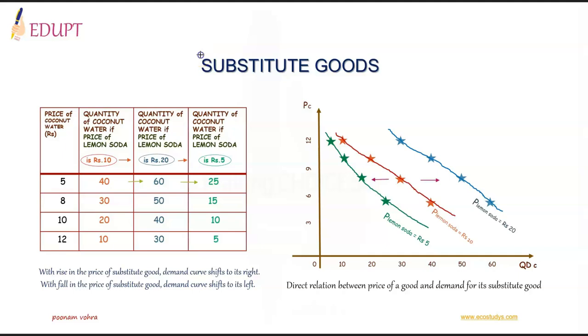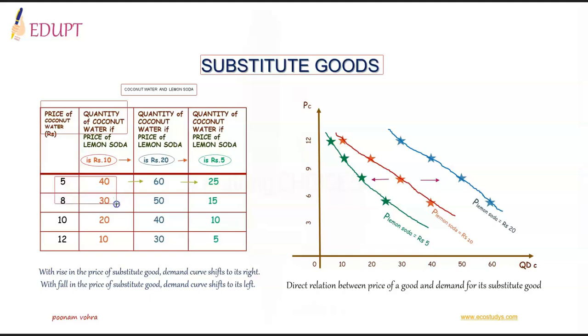Now let's understand substitute goods with the help of a tabular and a diagrammatic presentation. Change in price of one commodity is bound to affect the demand for its substitute good. Let's assume there are two goods, coconut water and lemon soda, which are substitutes of each other. The initial price and quantity demanded of coconut water is given. That is, when price of coconut water is rupees 5 per unit, its demand is 40 units.